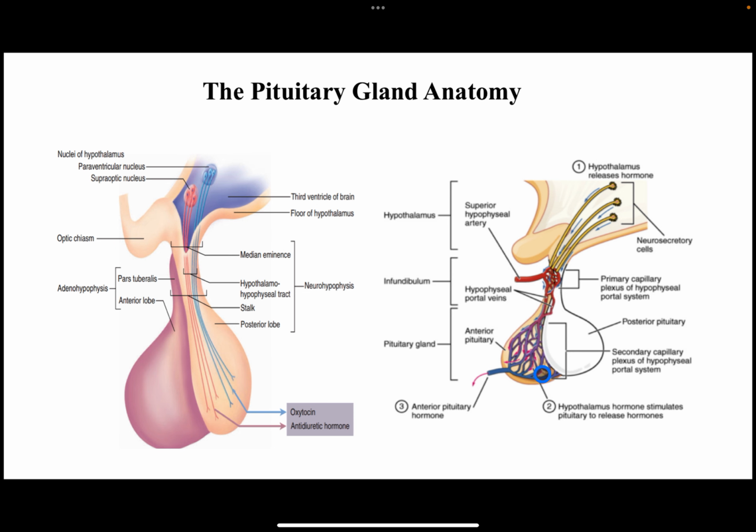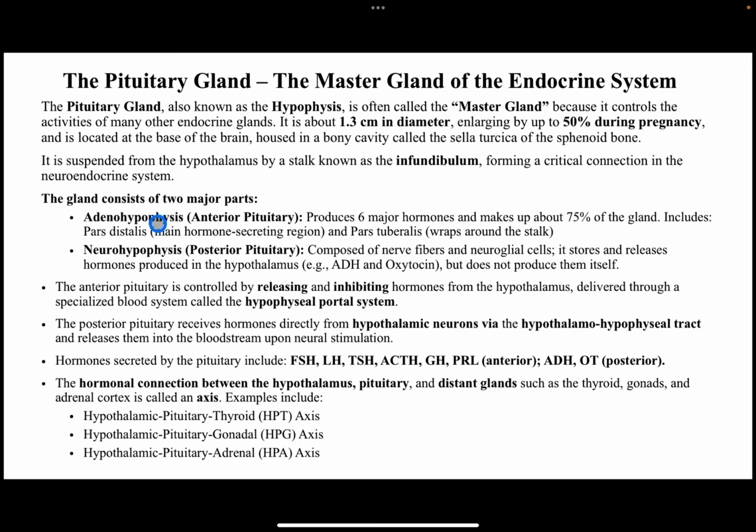Basically, you realize that this gland consists of two major parts: the adenohypophysis gland, or the anterior pituitary, and the neurohypophysis gland, or the posterior pituitary. Now, the anterior pituitary produces 6 major hormones and makes up about 75% of the gland. It includes the pars distalis, which is the main hormone secretory organ, and then the pars tuberalis, which wraps around the stalk.